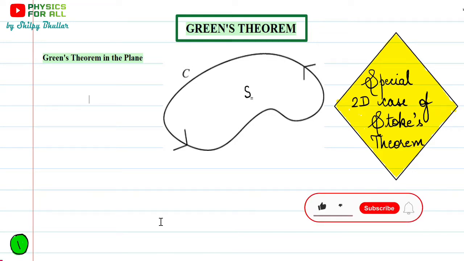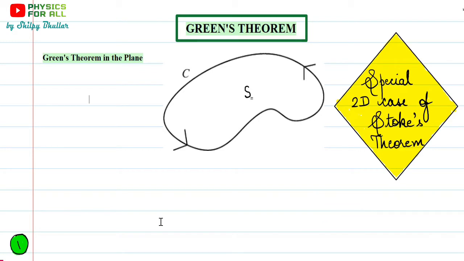But in case of Green's theorem, it's a special case of Stokes theorem, and it talks only about a particular plane. That's why we also call it Green's theorem in the plane. What does it do? It actually gives the relationship between a line integral around a simple closed curve C. As you can see in the figure, again there is a closed curve which is C, and being a closed curve, it is enclosing some surface S.